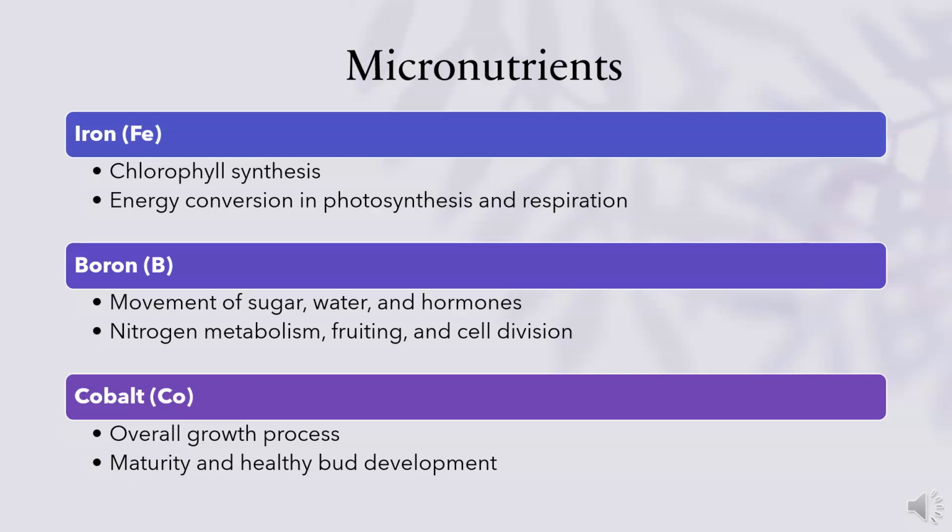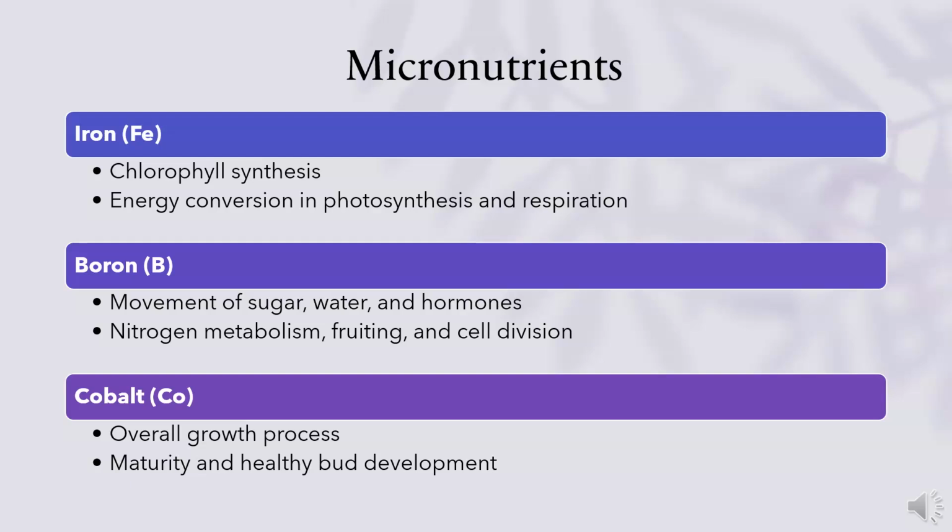Iron is involved in chlorophyll synthesis, and participates in energy conversion, in photosynthesis and respiration, as it is reduced from the ferric, trivalent, to the ferrous, divalent, state. In tissue culture media, ferrous sulfate is often mixed with the sodium salt of ethylenediaminetetraacetic acid to sequester the iron, making it more readily available to the plants.